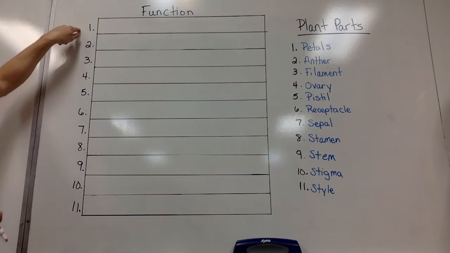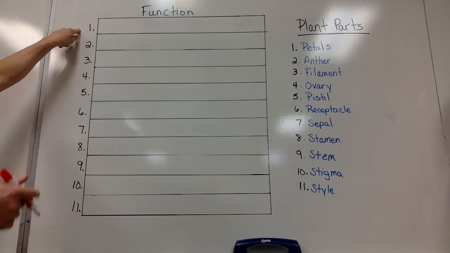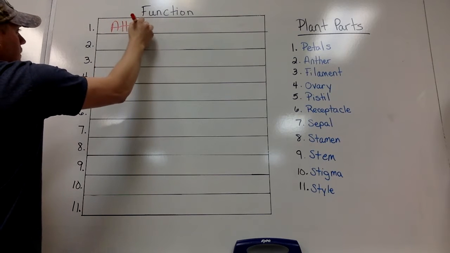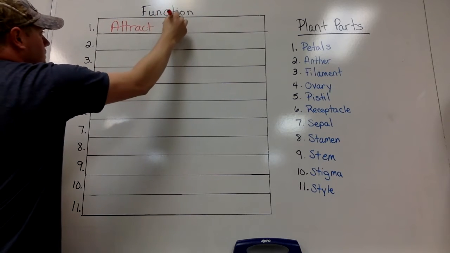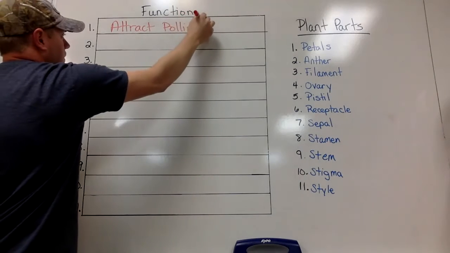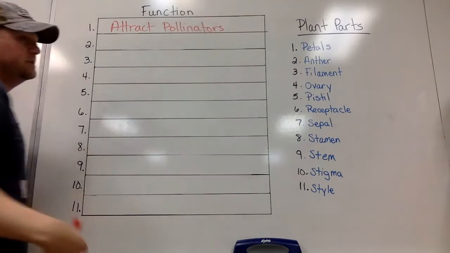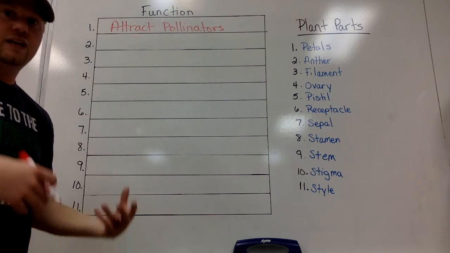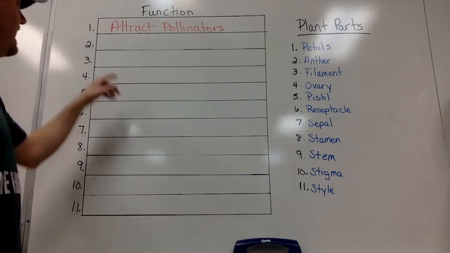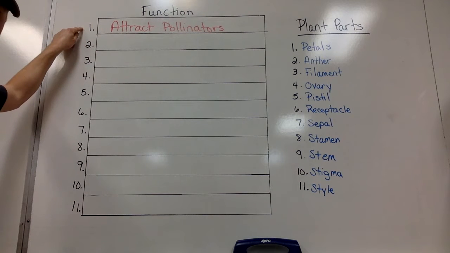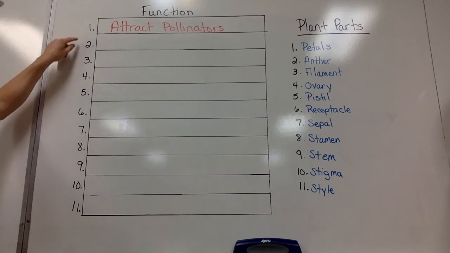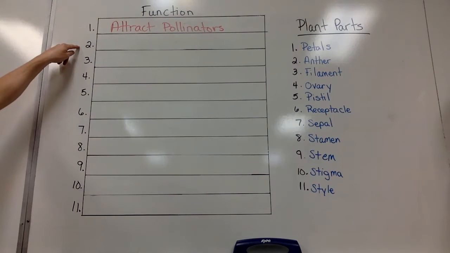The main function of the petals of a flower is to attract pollinators. Guys, the reason flowers are so brightly colored is because they attract insects and other things that are going to transfer that pollen so the plant can reproduce. That is the petal's main function: to attract pollinators. Who'd have known, right?